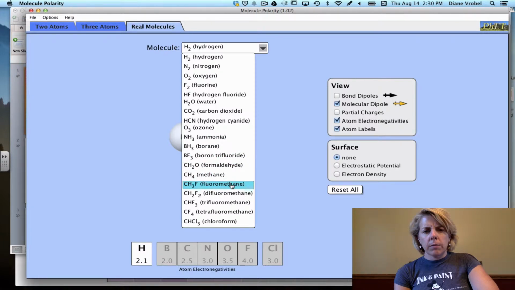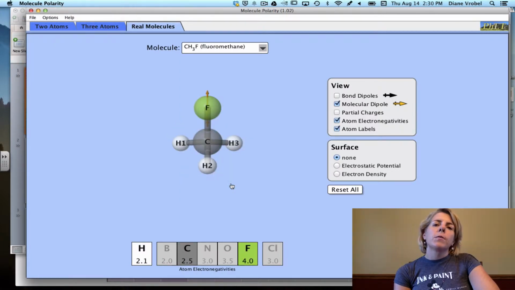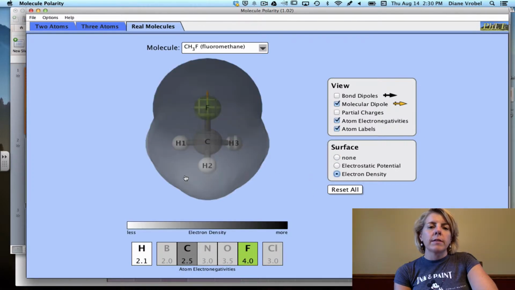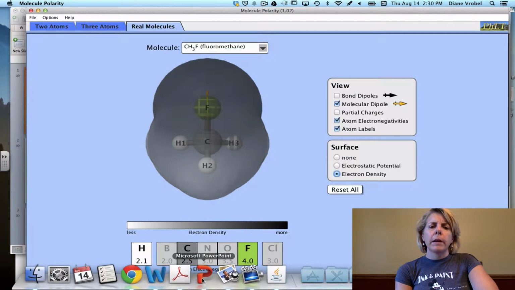Let's look at fluoromethane. There is a molecular dipole, and it's pointed in fluorine's favor. We have hydrogen, carbon, and fluorine, and notice that hydrogen is slightly smaller than carbon. Fluorine still has the strongest electronegativity. And when you look at electron density, notice that it's a lighter color towards the bottom of the molecule, and a darker color towards the top. Now, how does this relate to covalent bonding?